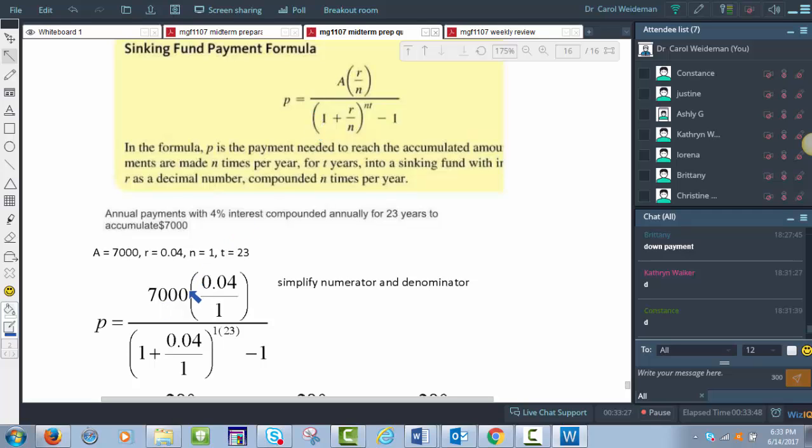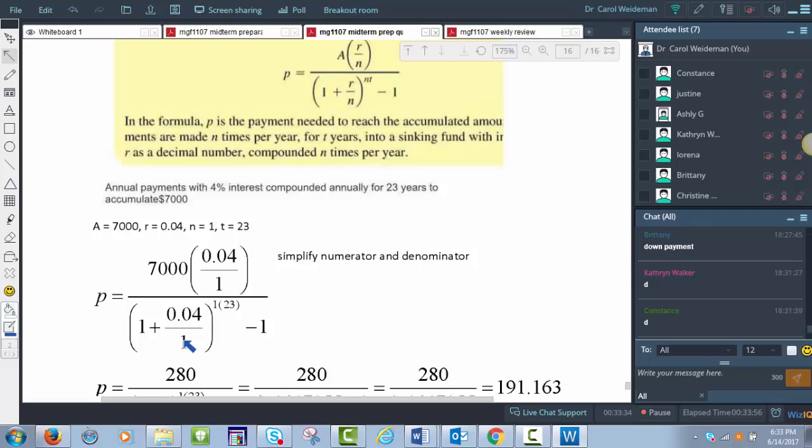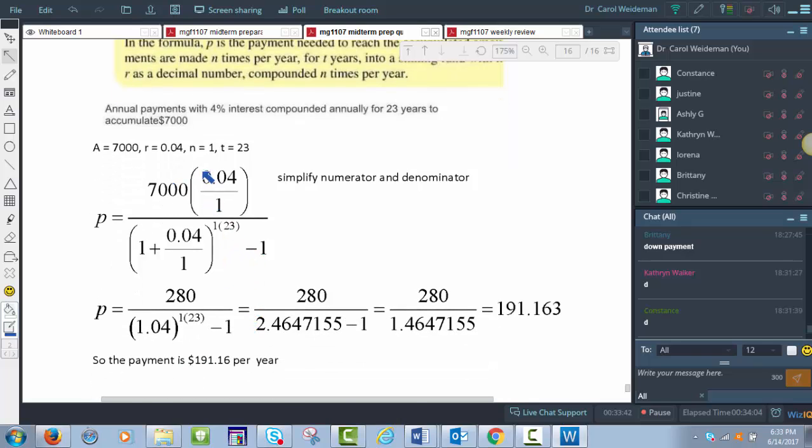So put in the formula the amount we want to accrue times the interest rate over the compounding periods per year. Same denominator, same fraction here in the denominator. Raised to the number of periods per year times the number of years, and then we always subtract 1. So simplify the numerator. In the denominator, 0.04 plus 1. Raise it to the 23rd power. Subtract 1 and divide. So we need to make a payment of a little bit more than $191 per year over 23 years in order to accrue $7,000. So it's $191.16.